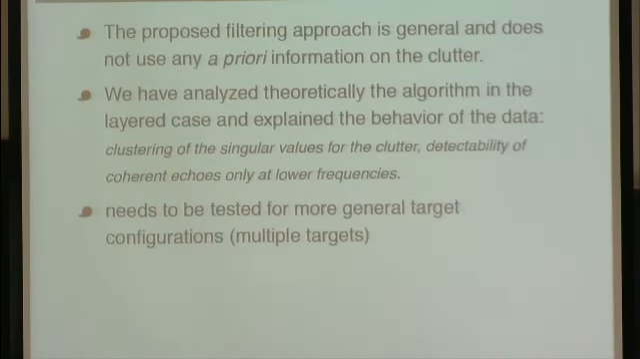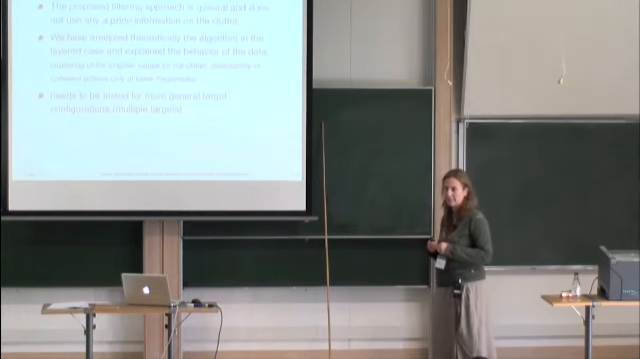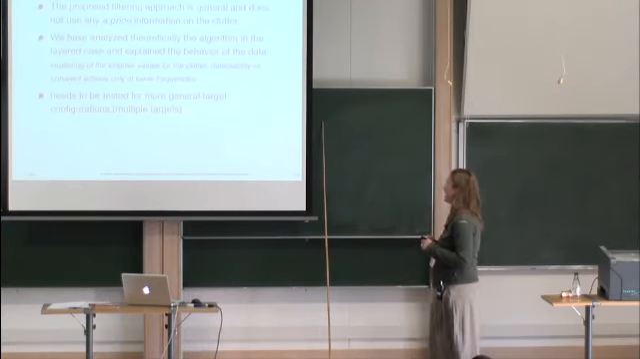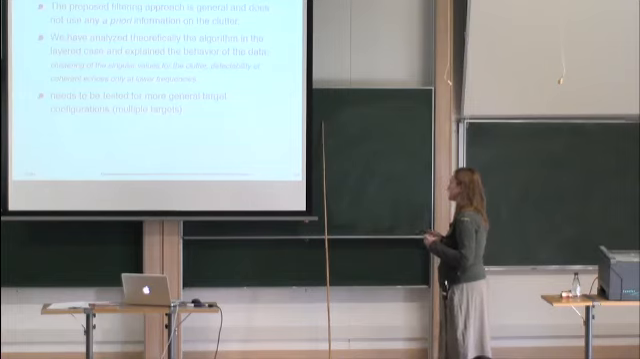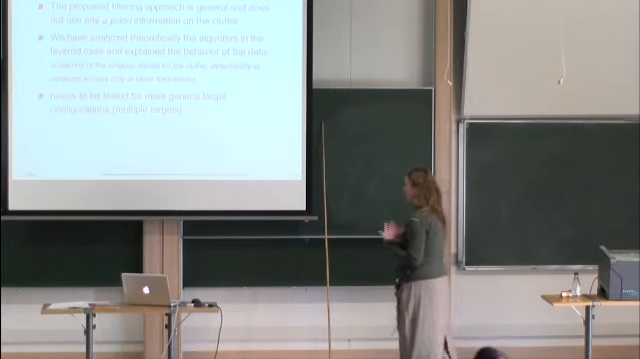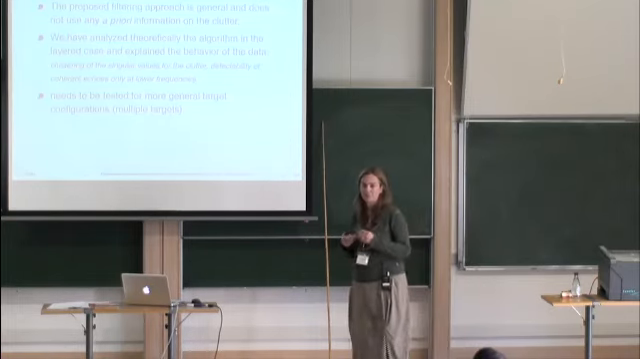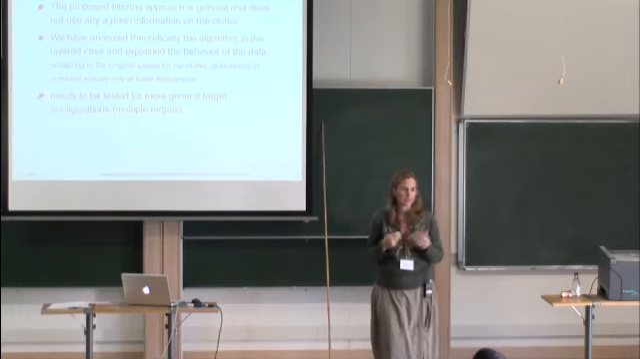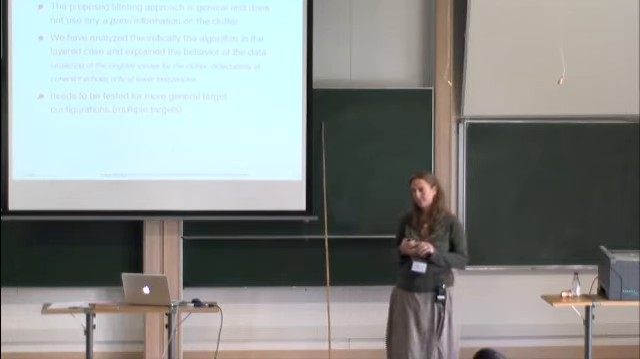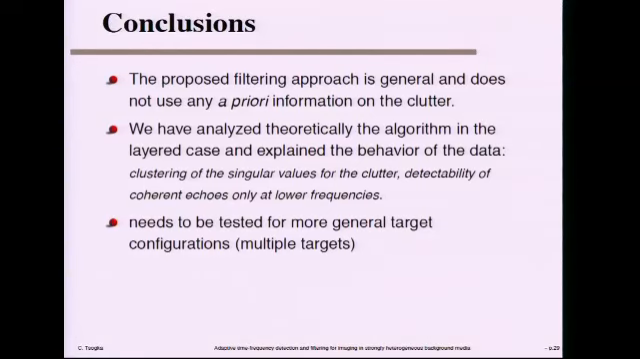So now I would like to conclude. The proposed filtering approach is general, and in fact it does not use any a priori information on the clutter. Of course, the analysis was done only in the layered case, and I'm not sure that we can do it in the general case for any random media. We are currently working on generalizing this algorithm to the case of multiple targets. If you have more than one, can you really see them in the medium, etc. Thank you for your attention.